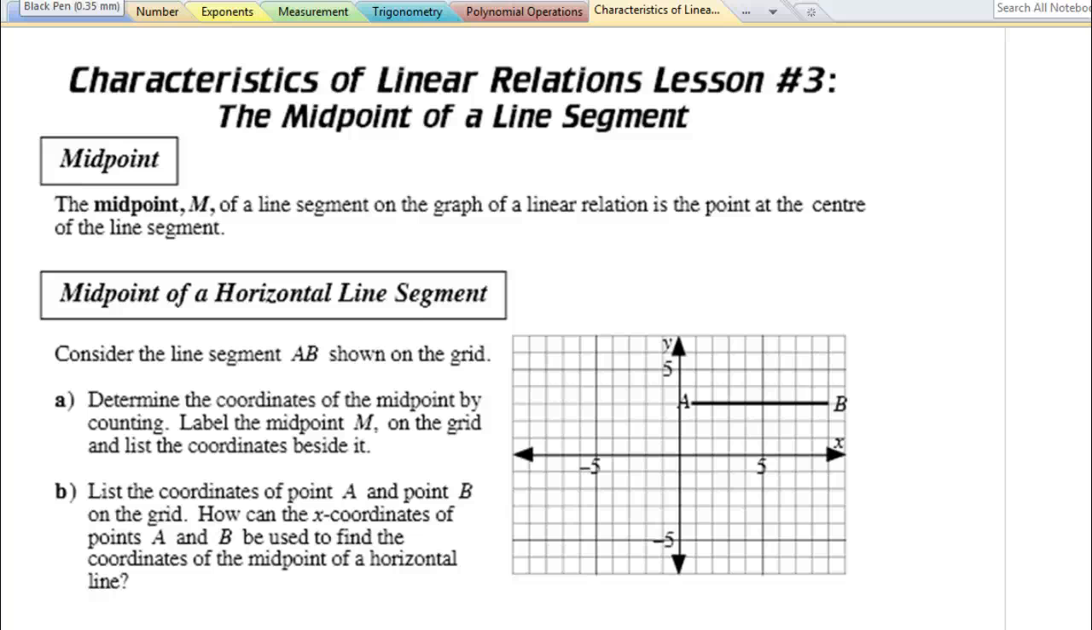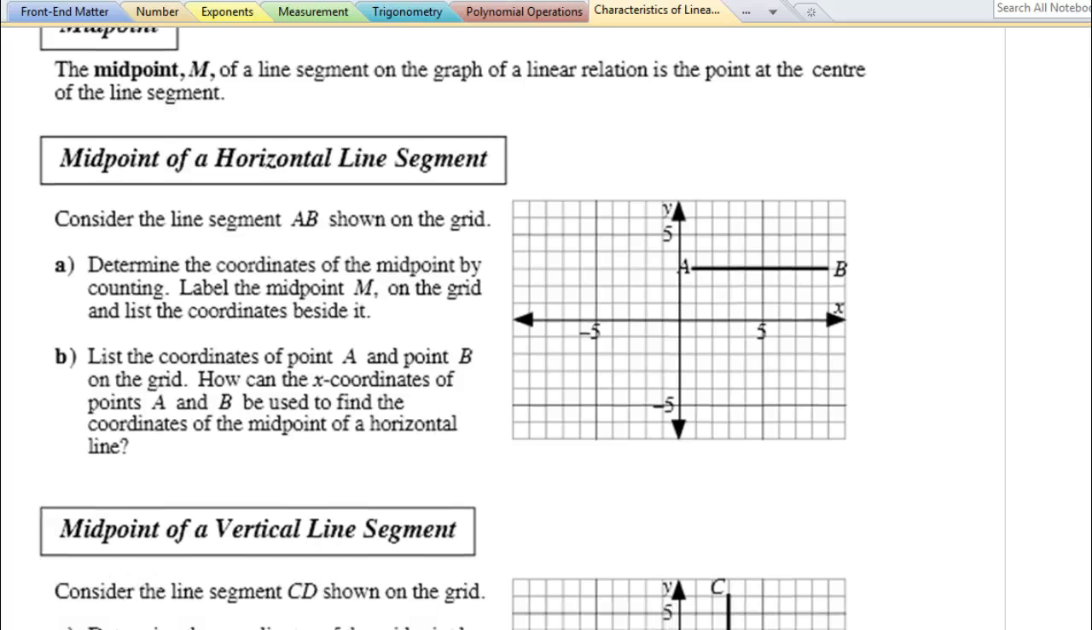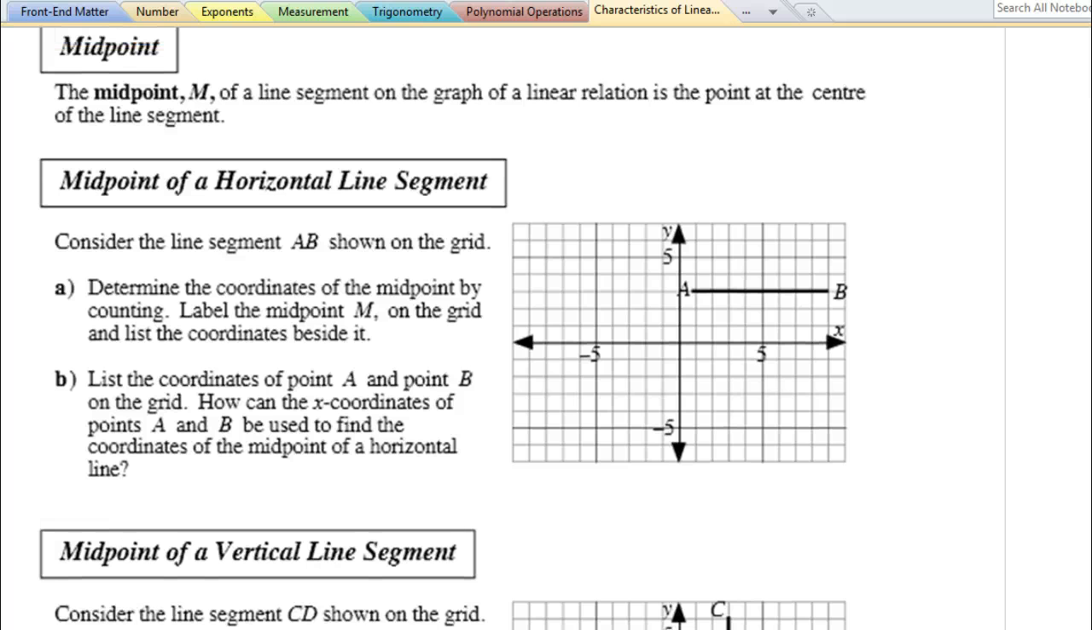Hi everyone, today we're going to do lesson 3. We're going to be looking at the midpoint of a line segment. So far we've done the distance, and now we're going to look at the halfway point or the midpoint of a line. So let's first start with a horizontal line here, and let's just talk a little bit about this.